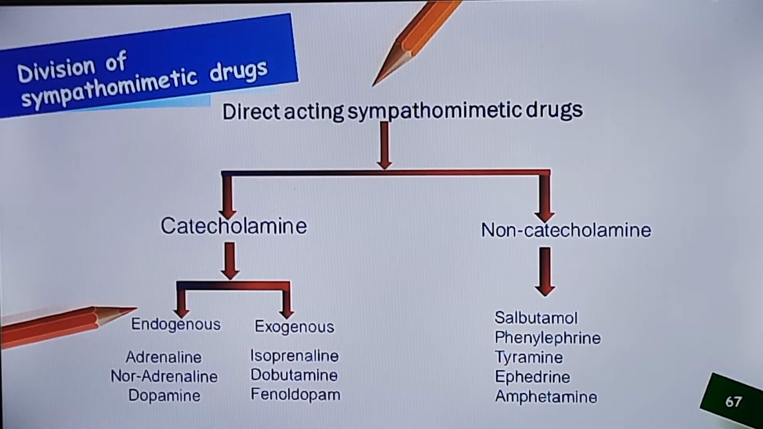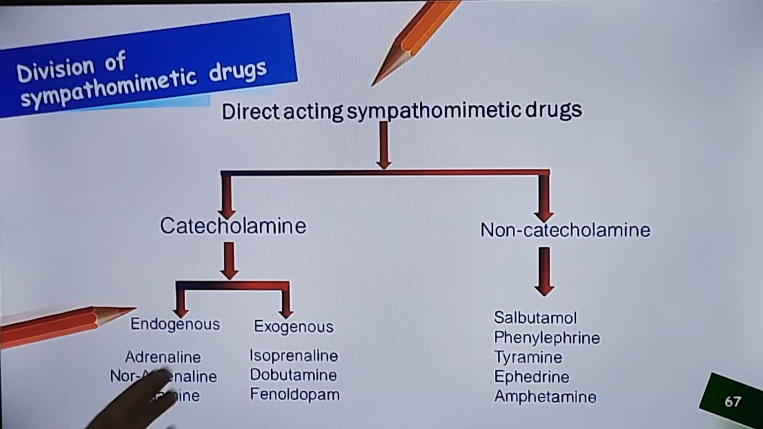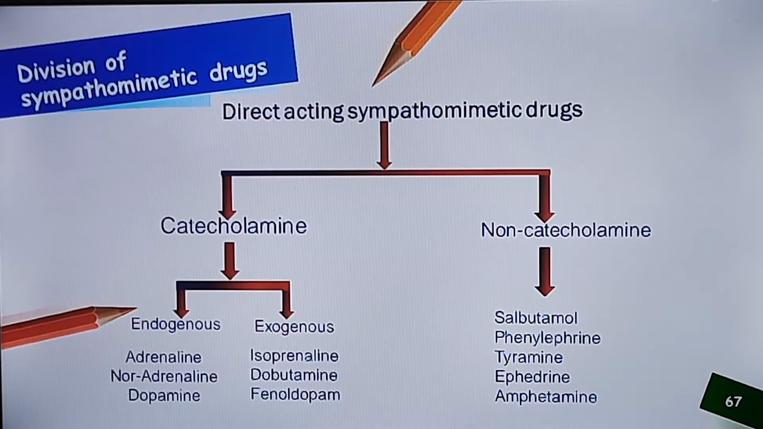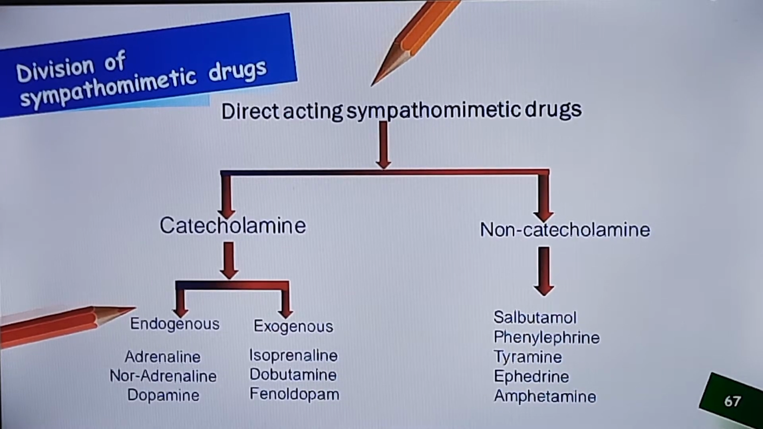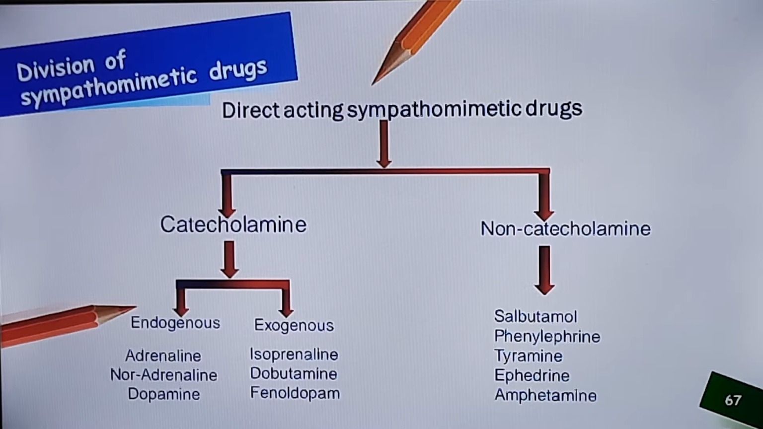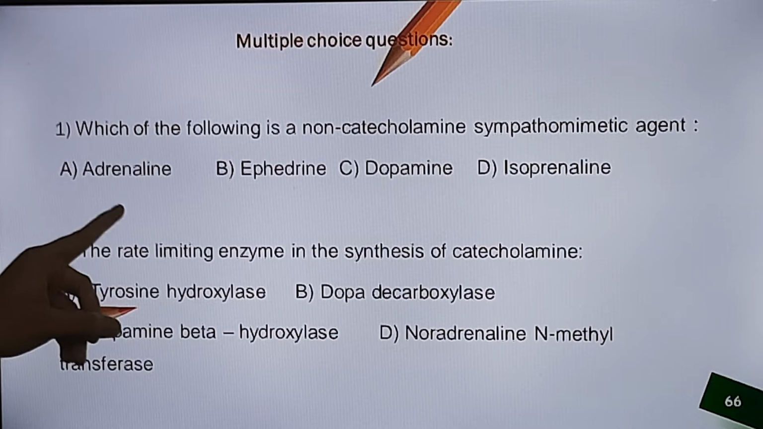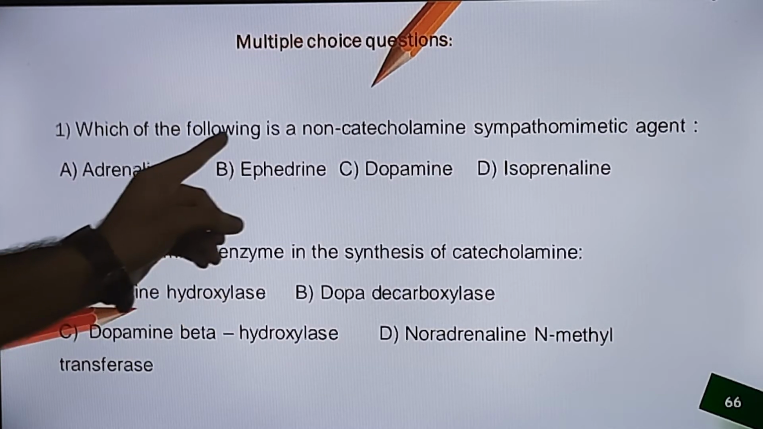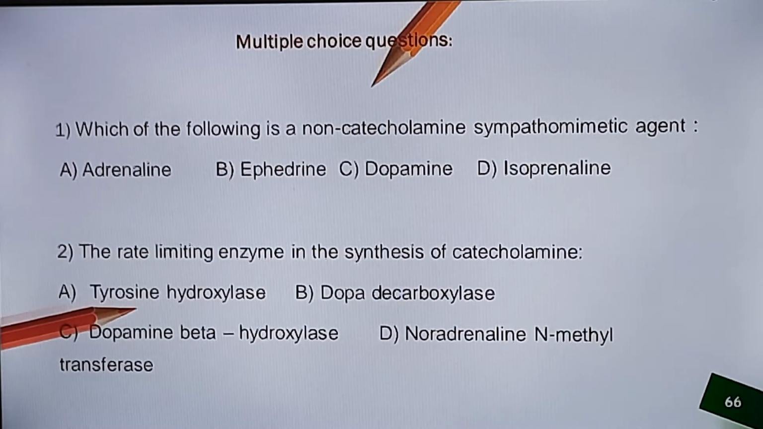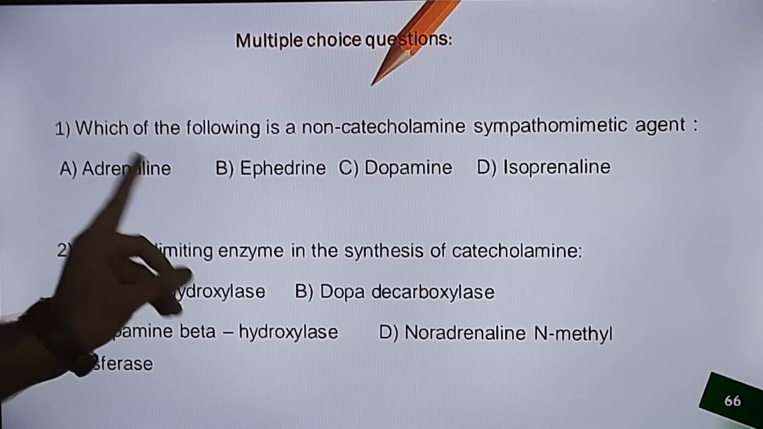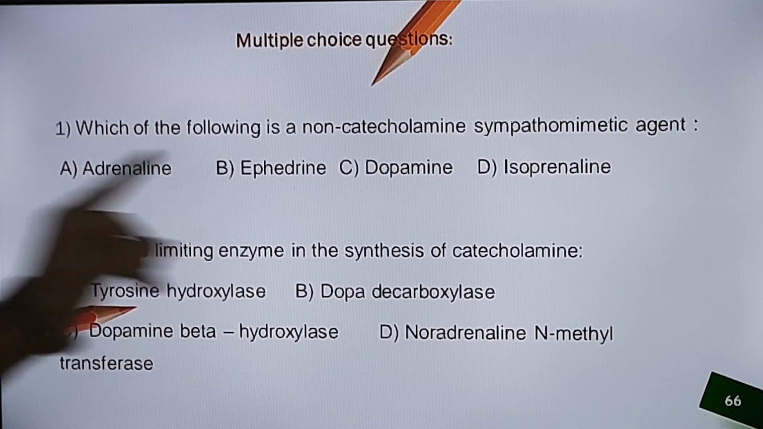Now let's move on to the category of non-catecholamine. We have our main examples like salbutamol, phenylephrine, tyramine, ephedrine and amphetamine. So in this particular question, we need to find out a non-catecholamine sympathomimetic agent and from our basic division we have option B correct, that is ephedrine.